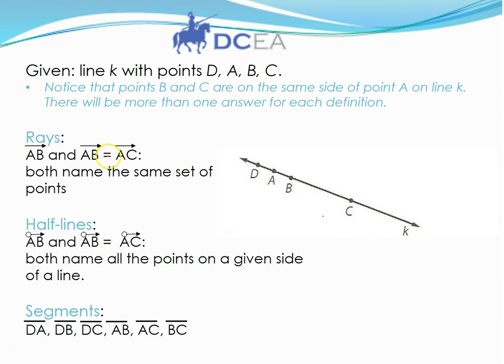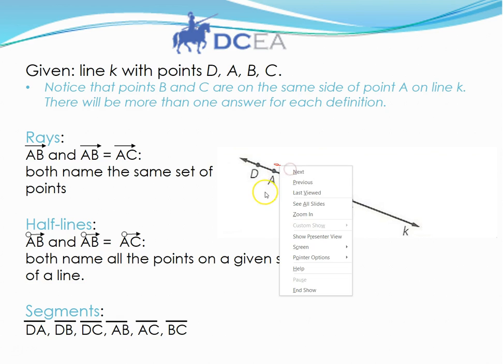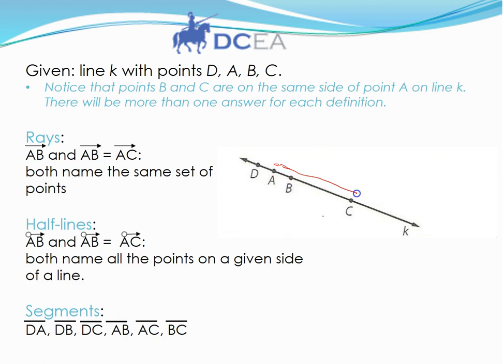Ray AB equals ray AC because when we're designating the points of the ray, AC travels in this direction, but AB also travels in this direction and technically goes on indefinitely. So they're actually the same rays.